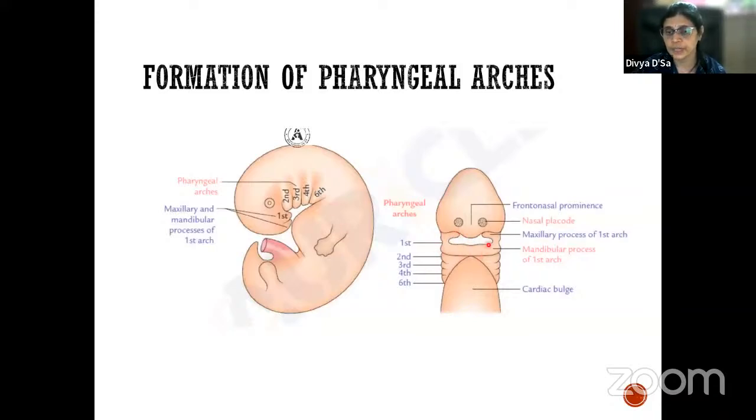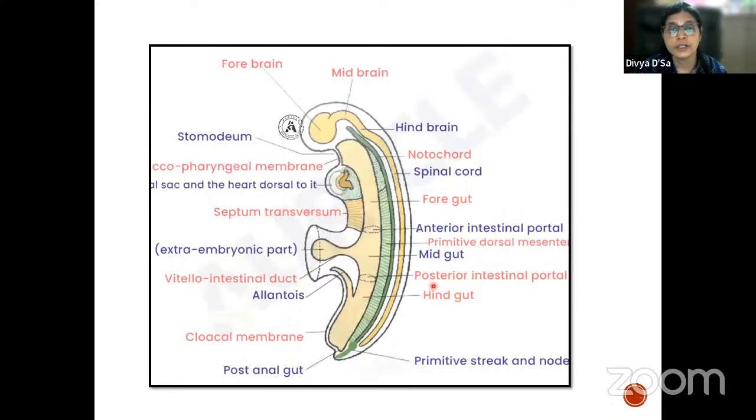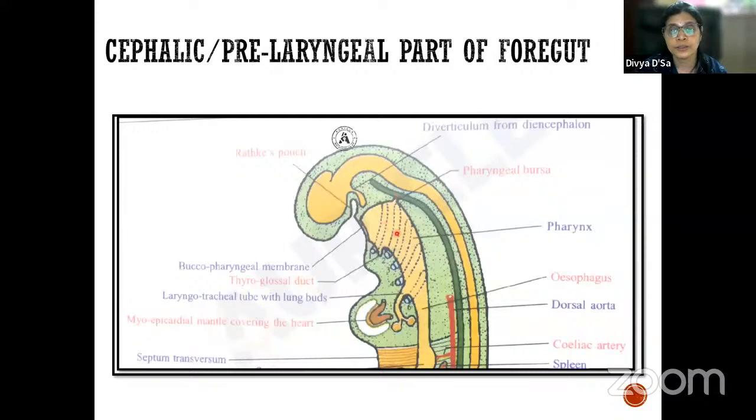So horseshoe-shaped mesodermal bars will form, which is lined on the outside by the ectoderm and on the inside by the endoderm. So that will be the entire pharyngeal arch. So we have altogether 5 arches. 6 forms, the 5th one disappears, so altogether 5. So this is the region where it forms. This is the prelaryngeal part. So 1, 2, 3, 4, and 5 pharyngeal arches are formed.